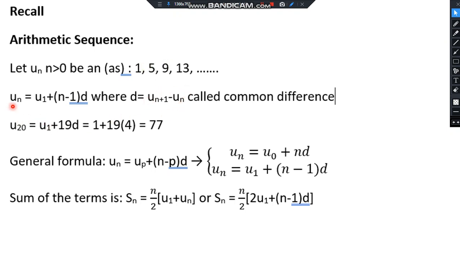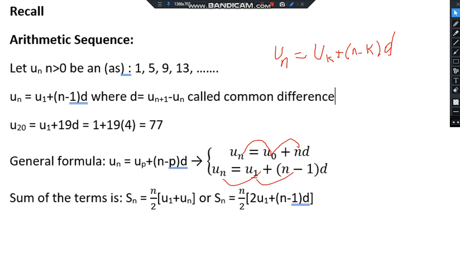So the formula of an arithmetical sequence, which you took in secondary 2: if you start by u0, you write un = u0 + nd, since n minus 0 is n. If you start by u1, you say un = u1 + (n-1)d. More generally, if you want to start from uk, it will be un = uk + (n-k)d. So if you start by 0, n minus 0 is nd. If you start by 1, n minus 1 into d.